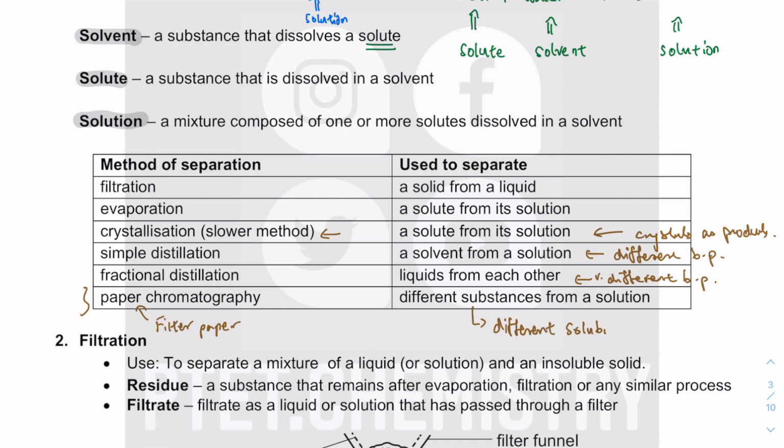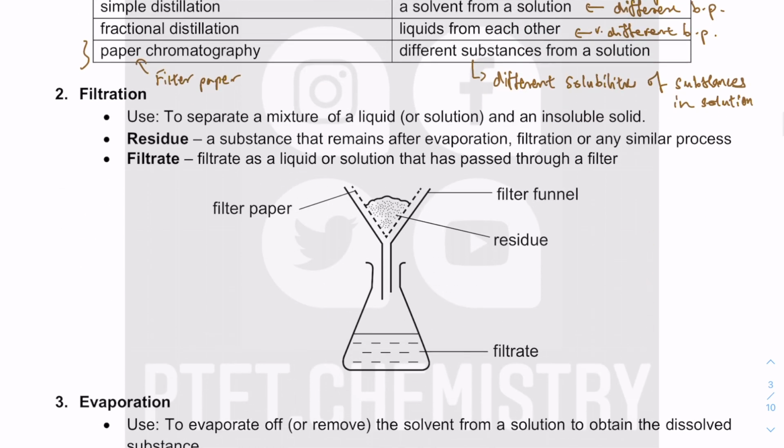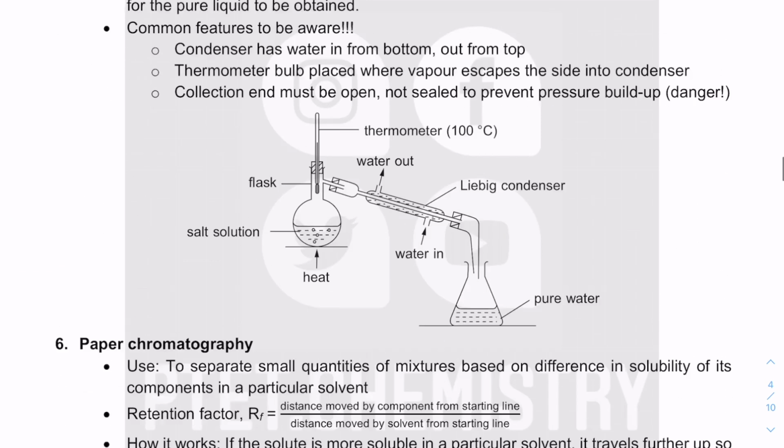The different solubilities of the substances, or what we say the solutes, in the solution. So chromatography works because the different substances have different solubilities in the solution, whereas distillation is to do with different boiling points. Filtration works because one thing is not soluble, the other thing is soluble, so you can separate them out. So I'll leave all of these and cover them in the next lecture tutorial.